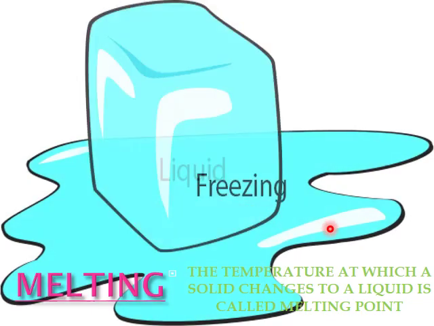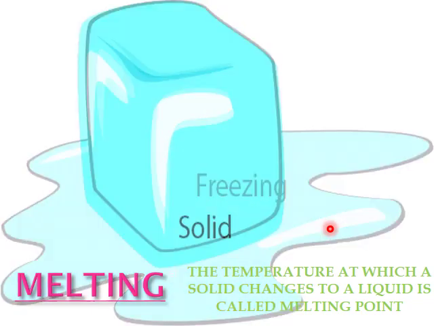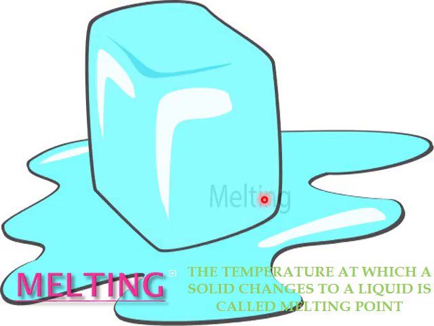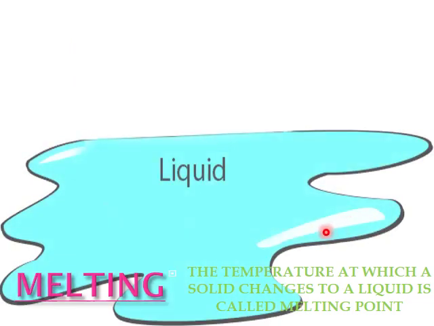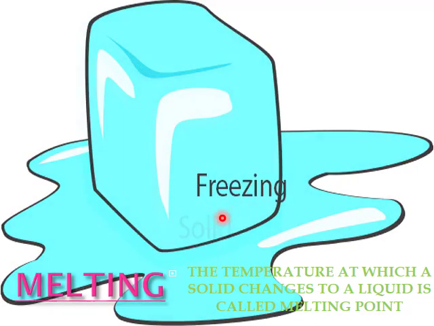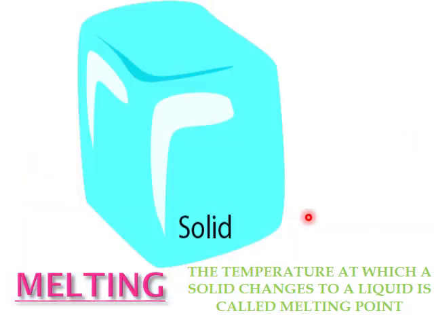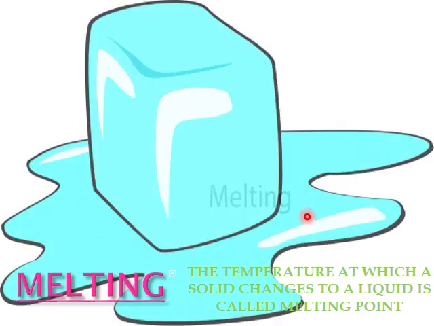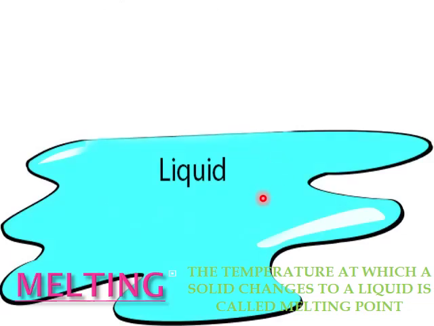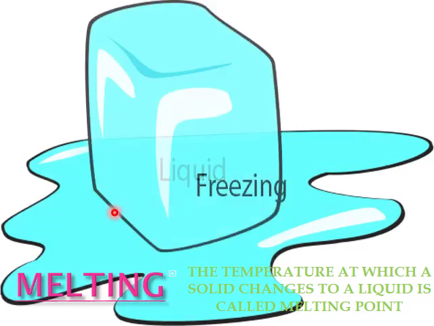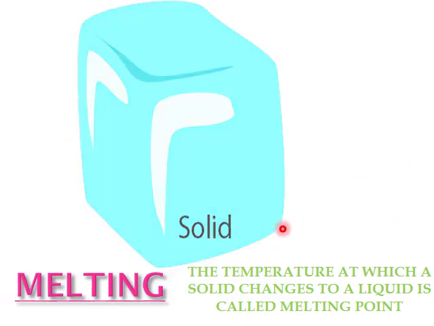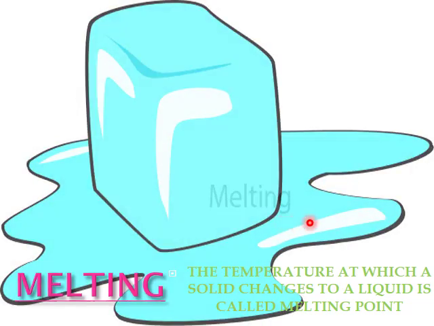So, my dear students, if you heat a solid, the particles of the solid begin to move faster and they have a lot of energy. They hit against each other and begin to move apart. So when this happens, the solid melts into a liquid. My dear students, you can see this in this diagram.